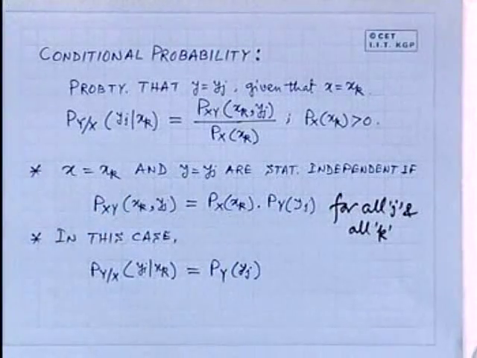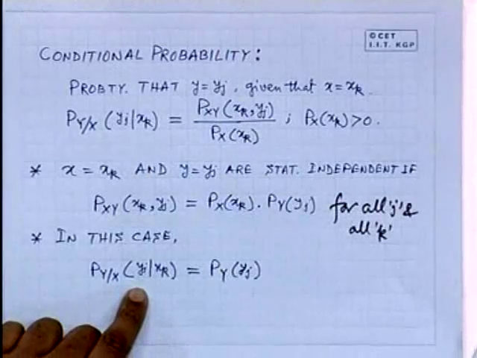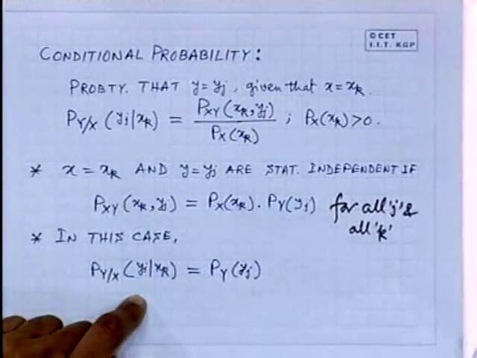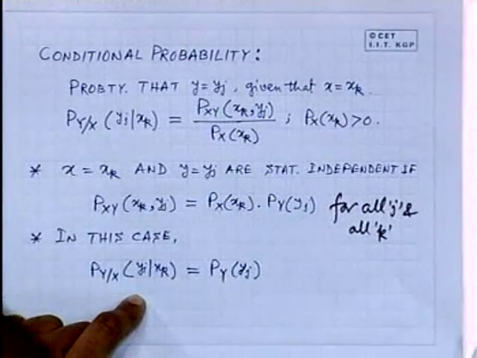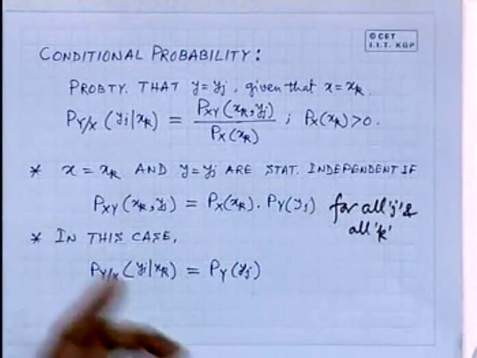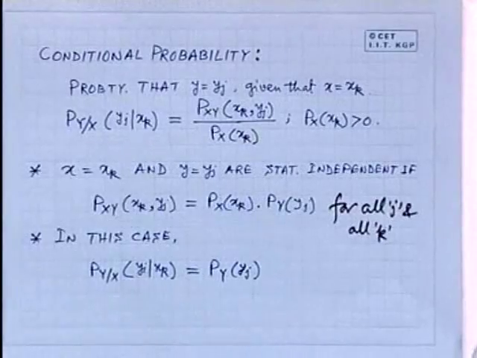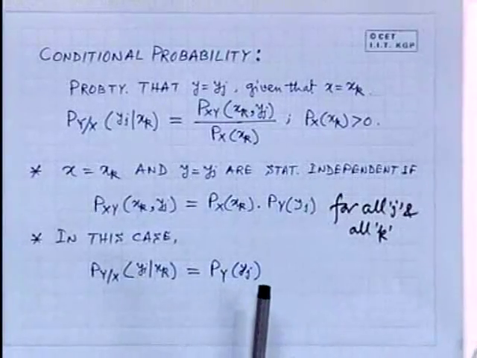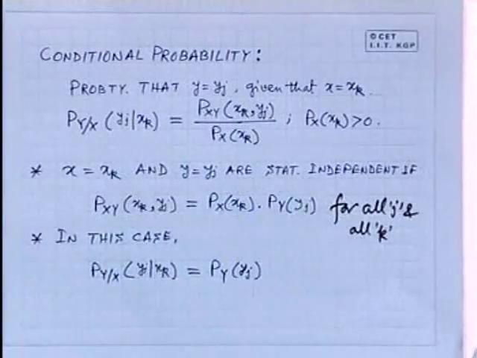And in this case, what happens to this conditional probability value? The probability that y equal to yj, when we know that x equal to xk has occurred: the previous knowledge that x equal to xk is of no use, because they are independent, and hence this conditional probability reduces to the probability of only the occurrence of y equal to yj.